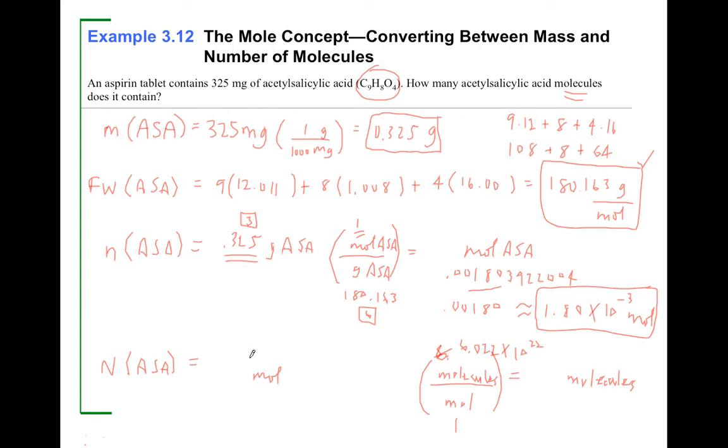And what's the number that goes here? 1.80 times 10 to the minus 3. Okay, so I'm going to take this times 6.022 times 10 to the 23rd, and I'm going to get my answer. The answer is how many molecules? I hope you've already calculated this. If not, pause the video, calculate it now, and make sure you get the same thing that I get. Okay, it ought to be a big number, right?